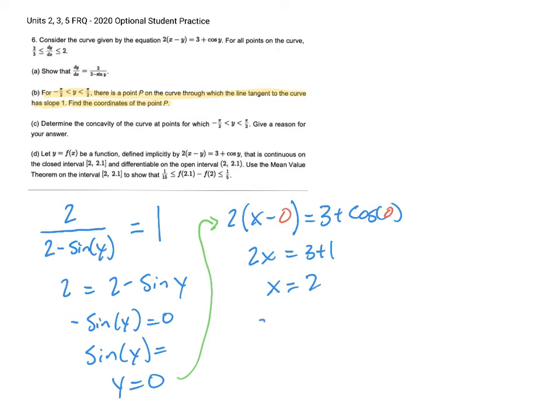So the coordinates of P are 2, 0, and we are done. All right, not bad. Coordinates of P are 2, 0. Just double checking to make sure I didn't miss anything. We've answered the question. Slope is 1. All right, we will move on to the next slide and attack part C.